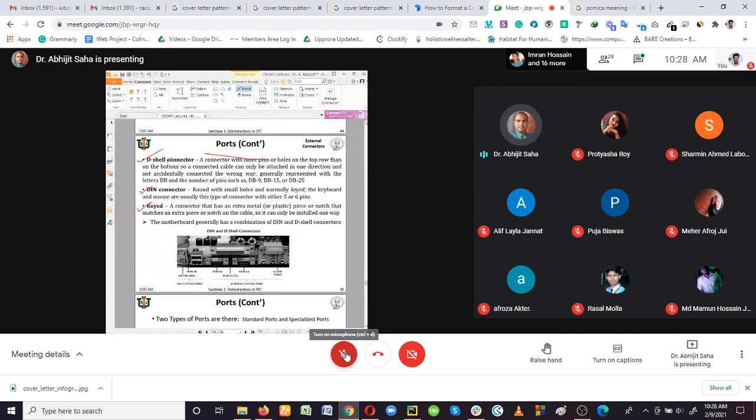So here it has been said what the D shell connector is. If you are studying this, the D shell connector is a connector with more pins or holes on the top row than on the bottom row. So a cable can be attached in only one direction and not accidentally connected the wrong way. It is generally represented with the letters DB and the number of pins, such as DB9, DB15, DB25. So these are the D shells we are talking about.